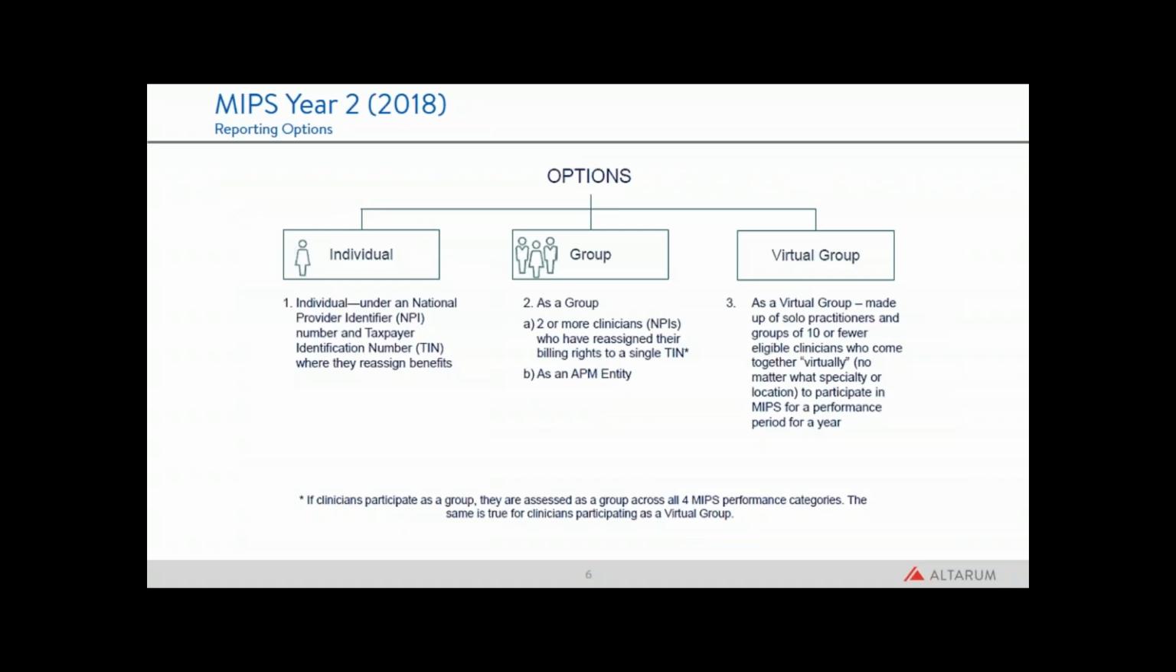So another option to consider or add some additional complexity to this program is the reporting options. Folks can report as an individual in this program. In this program, each NPI and tax ID number or TIN combination is seen as a separate program entity. So if a provider works for multiple organizations with different tax ID numbers, their performance under each of those TINs is assessed separately. And that way, one TIN can't affect the scores of another TIN.